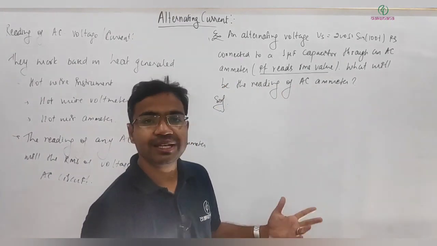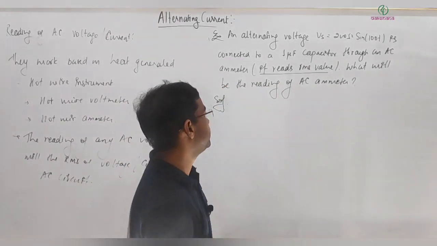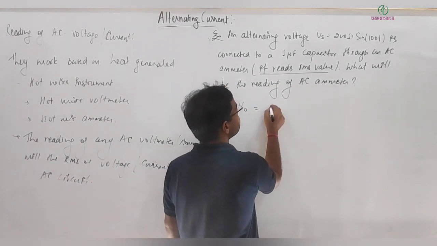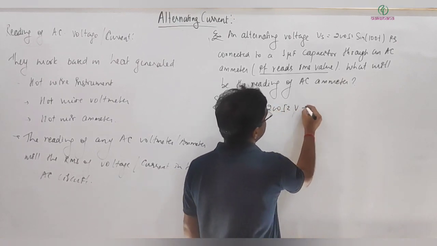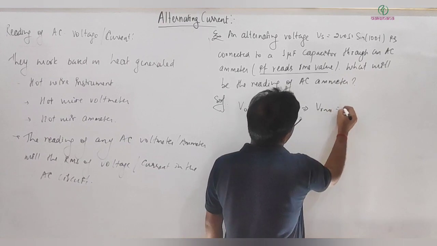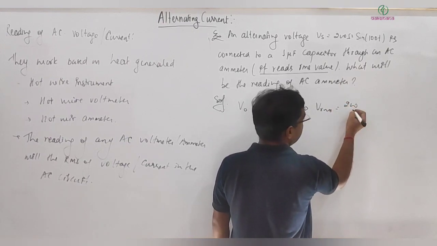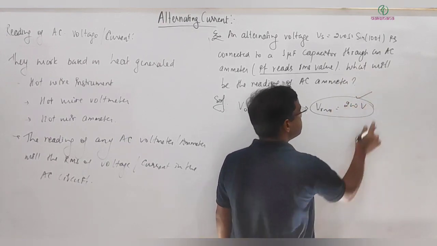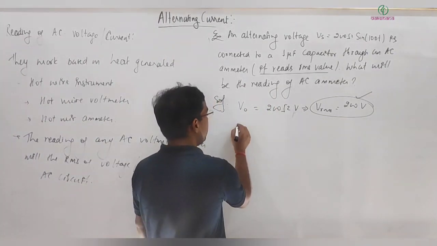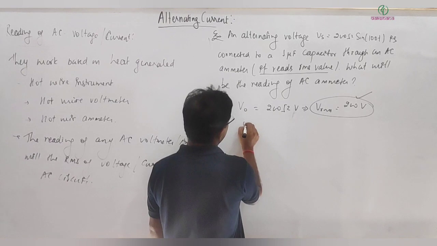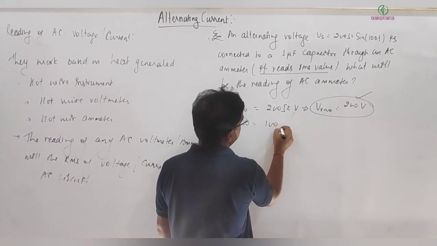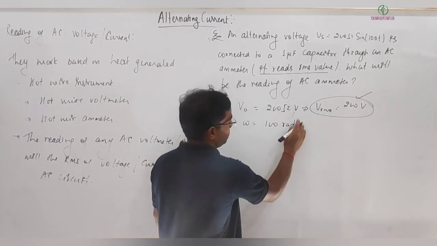So for this circuit we can easily get the RMS value of the current. Here we are given V0, the peak voltage, as 200 root 2 volt. This implies V RMS will be 200 root 2 divided by root 2, so this is 200 volt. So we got the V RMS value. Now we also have the frequency from omega t, so I directly have omega, that is 100 radian per second.